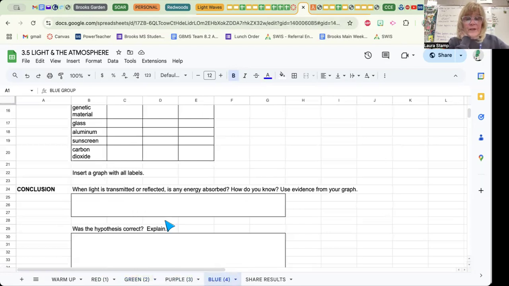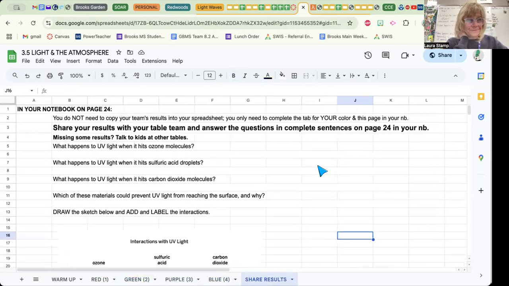Okay. Now, the tricky part, not really the tricky part, but the different part comes here with the share results. The results are going to actually be written in your notebook on page 24, okay? You do not have to copy the results of other people's spreadsheets. You just need to talk to each other. And you have to answer these questions here in complete sentences on page 24. So what happens when the UV light hits the ozone, the sulfuric acid, the carbon dioxide? Talk to each other about that.